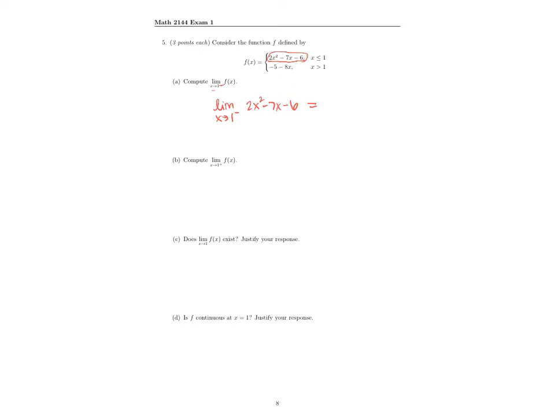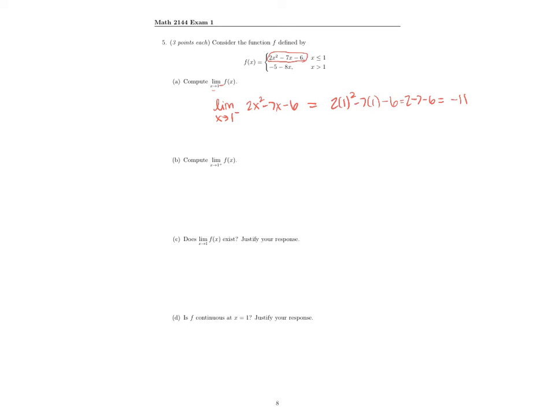Of course, that's continuous for all values of x, so I can go ahead and plug in that 1. So 2 times 1 squared minus 7 times 1 minus 6. So that's 2 minus 7 minus 6, which is negative 11.